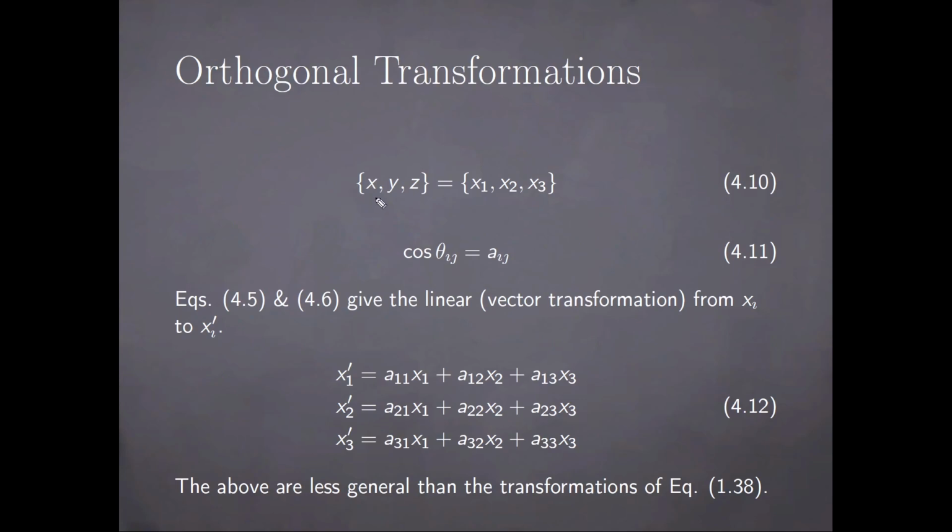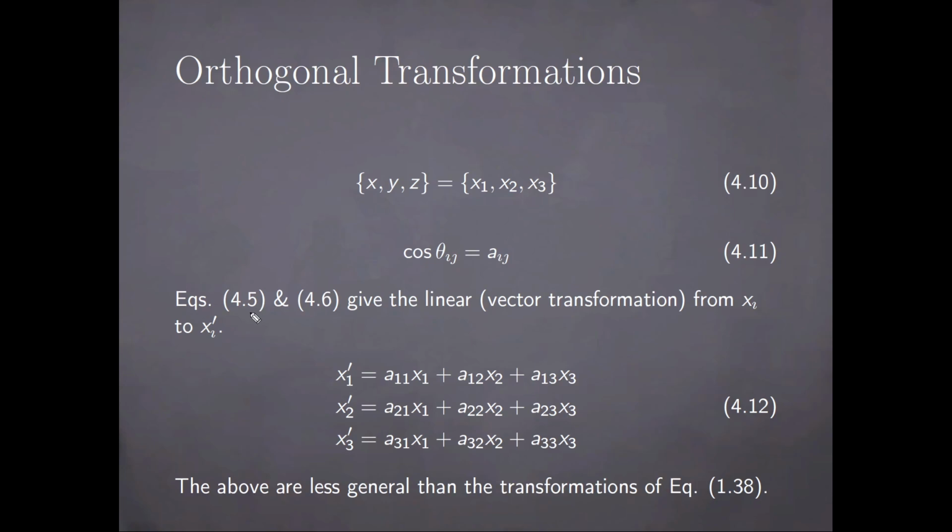To begin with, we are going to relabel the set of coordinates x, y, z by x1, x2, and x3. And we are going to relabel the direction cosines simply as the quantities a of labels i and j, just for convenience of notation, to make derivations easier to carry out.